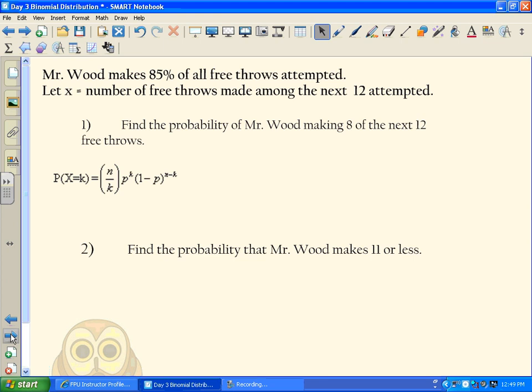I either make it or I miss it. Okay, I can't make and miss at the same time. And that's the last one. Probability is the same every time. So every time I shoot it, I have an 85% chance of making it. So that satisfies those conditions of a binomial. Are we okay with that?